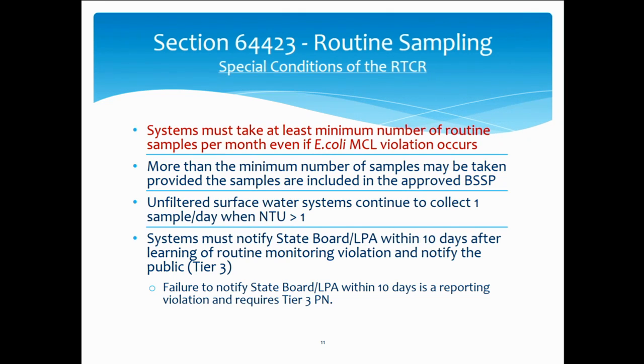And the other bullets here are essentially in the existing rule. You can take more than the minimum number required, but if you want to do that, it has to be in your bacteriological sample siting plan. If you're using an unfiltered surface water, which I doubt if anyone in here is, you have to take 1 sample a day when the turbidity is greater than 1 NTU. And you have to notify the state board within 10 days after learning of a routine monitoring violation and notify the public in a tier 3.